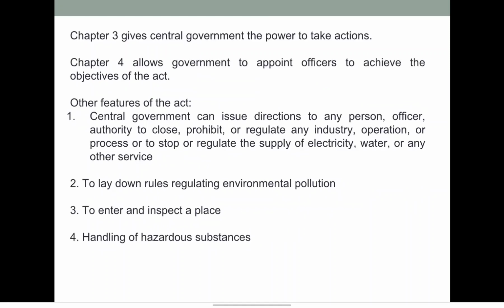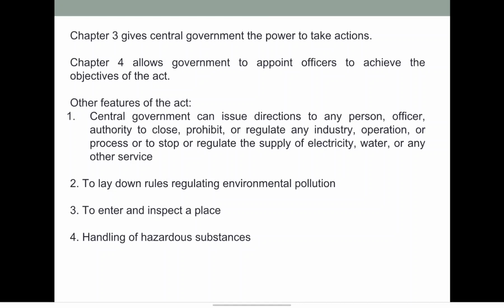Then Chapter 3 gives the central government the power to take actions. The act not only lists the functions, but also gives powers to the central government to take actions against those who are damaging the environment. The government can also appoint officers in order to achieve the objectives of the act, and this part is dealt with by Chapter 4.